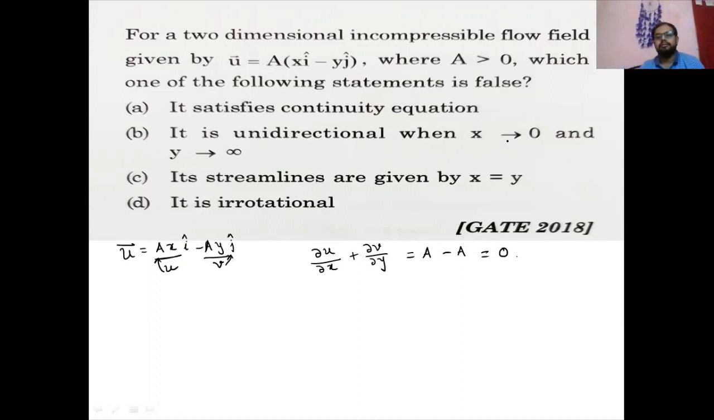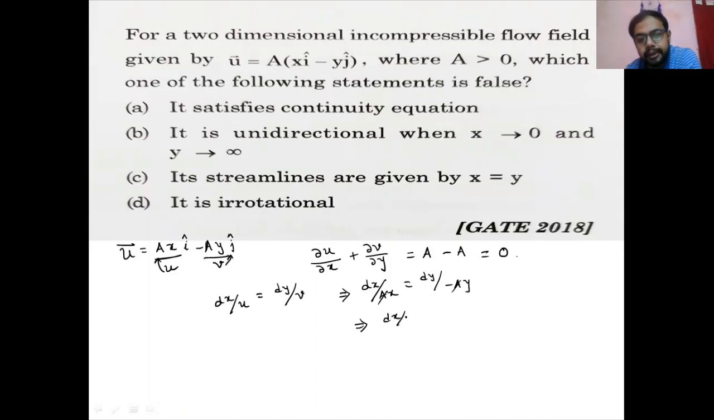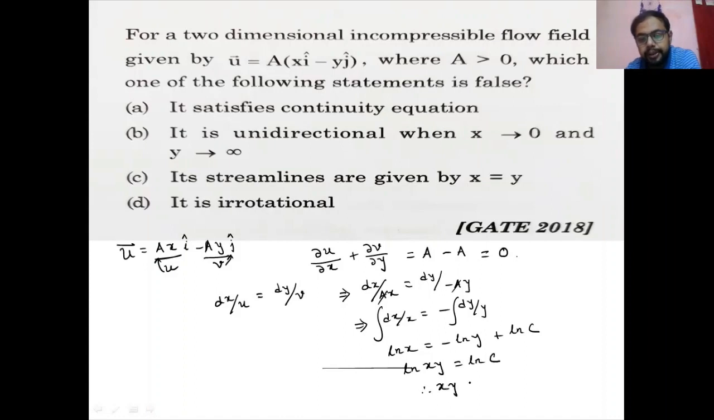For the second and third statement, we have to go for the streamline equation. Because the streamline equation is dx by u equals dy by v. U is given as ax, so dx by ax equal to dy by minus ay. A will be cancelled out. So dx by x equals minus dy by y. If you do the integration here, ln x plus ln y equals ln c. So ln xy is equal to ln c. So xy would be equal to c. That is the streamline equation. So the streamline equation is xy equals constant.